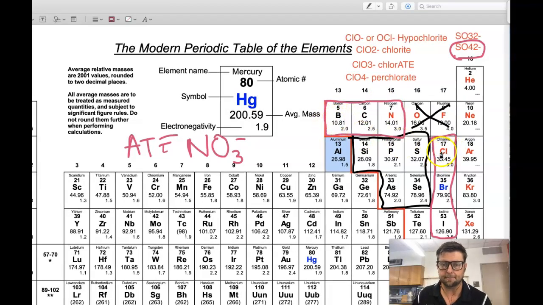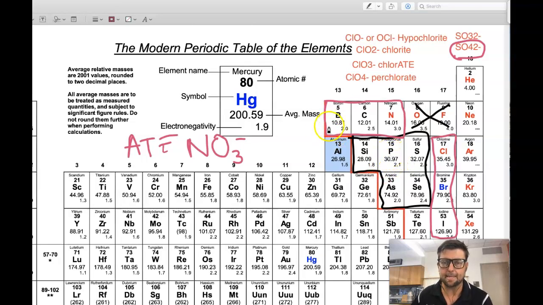The same thing applies for the next row. So row 3, the first one you come across, chlorine or chlorate, is going to have a -1 charge. Sulfate a -2, phosphate a -3, and silicate a -4. And it works for all of these ones down here as well.